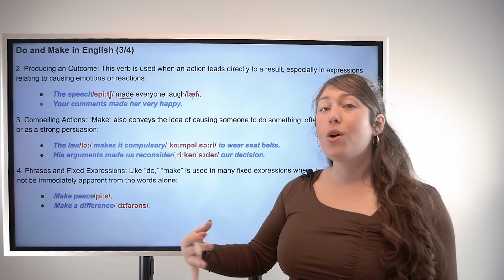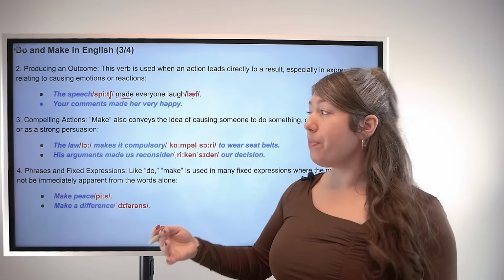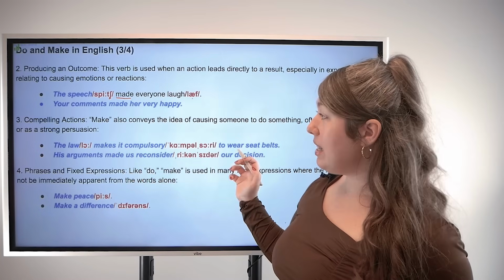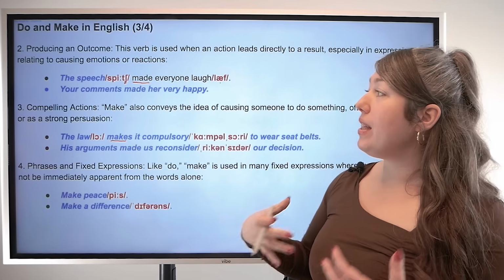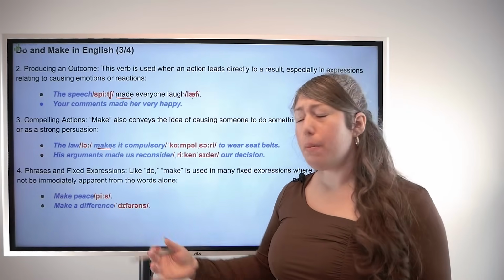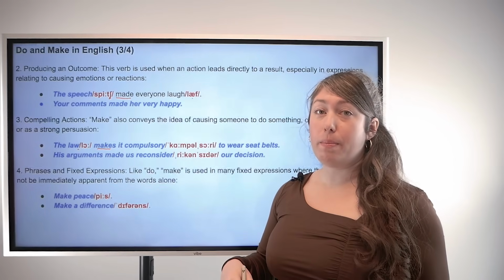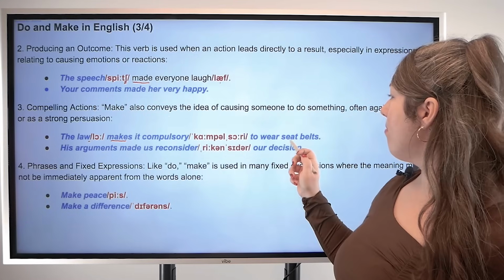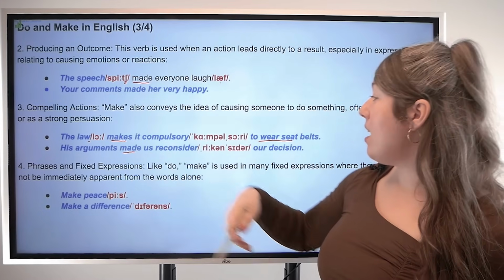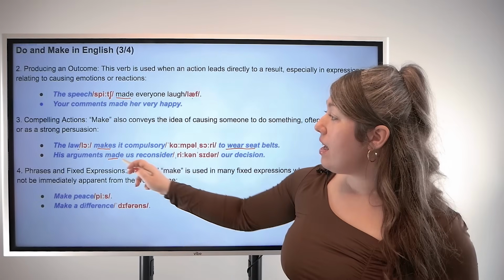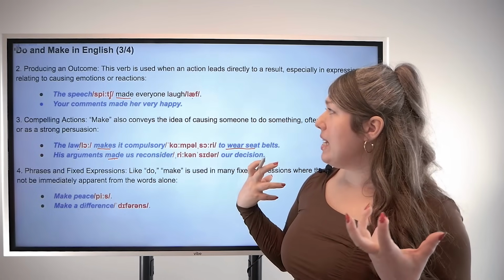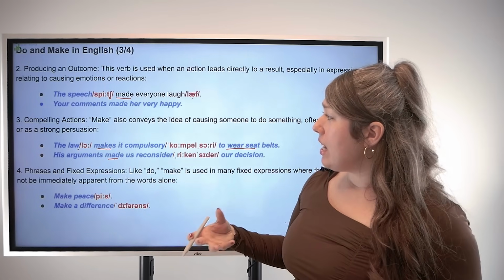We can also use make when we are describing compelling actions. For example, forcing or coercing someone to do something. Let's take a look at these sentences. The law makes it compulsory to wear seatbelts. Here we have makes, showing that there's a compelling action. It's causing someone to do something. What's making someone do something? The law is making someone do something. What is it making people do? Wear seatbelts. Or, for example, his arguments made us reconsider our decision. Here we have the past tense form of make. And what is he causing us to do?